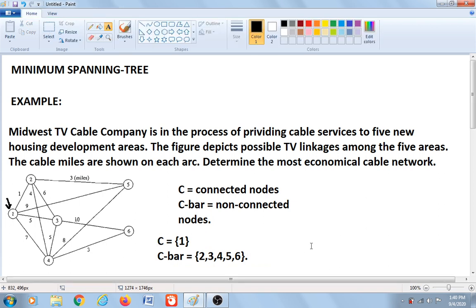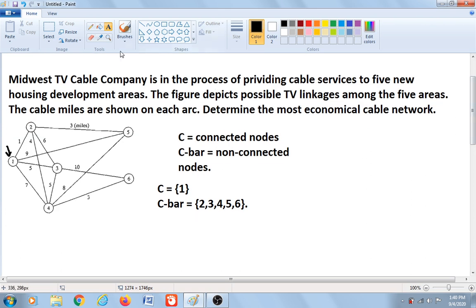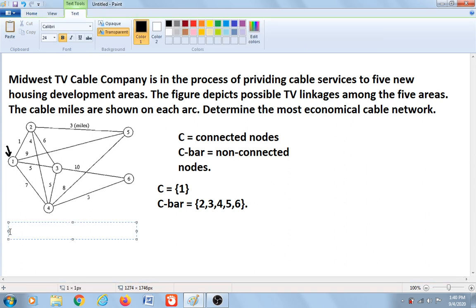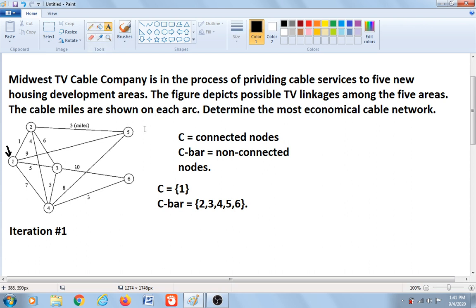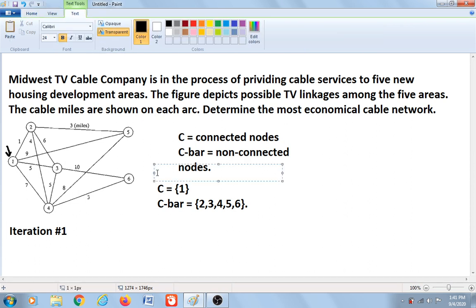Now the thing that we're going to do is update C and C bar, so we're going to have a new C and a new C bar. We'll start iteration number 1. So C is 1 and C bar is 2, 3, 4, 5, and 6. We call this the initial step.